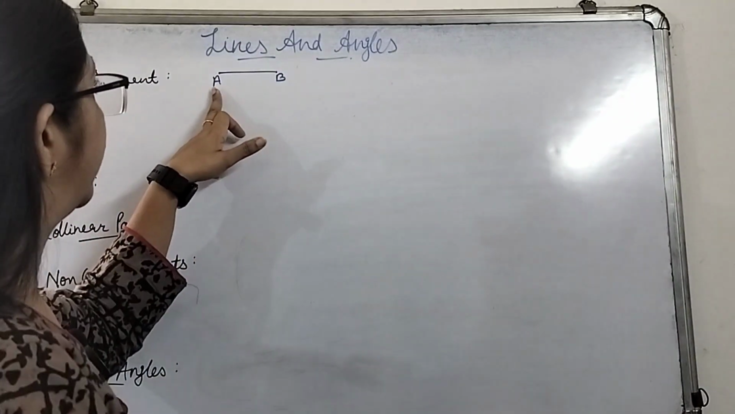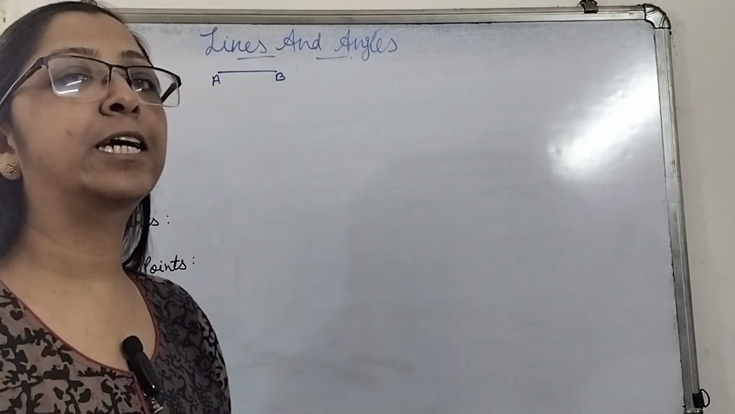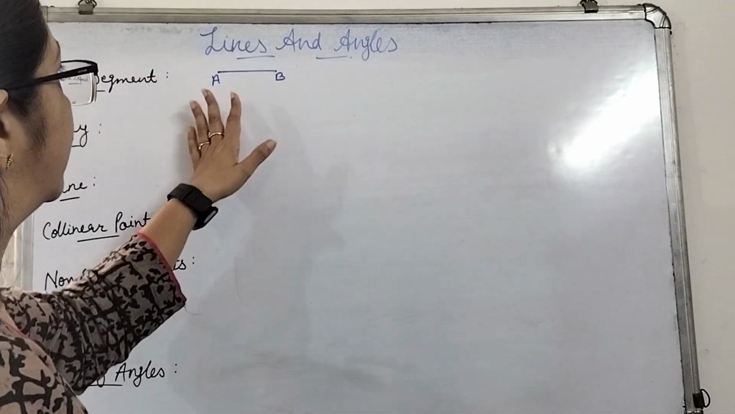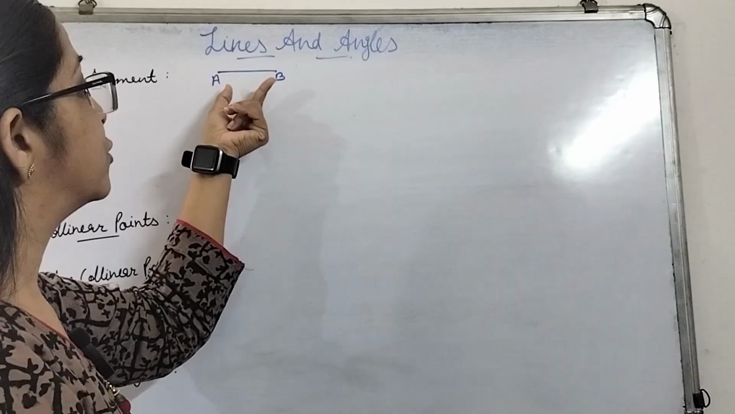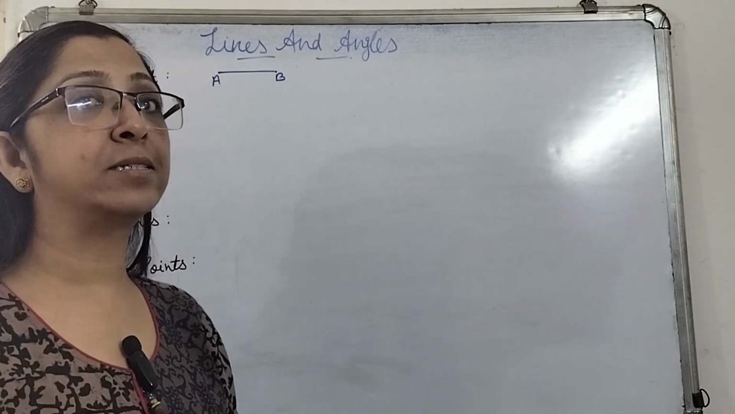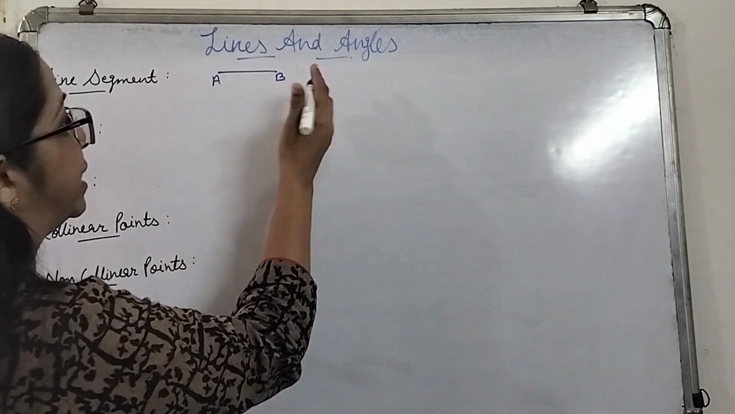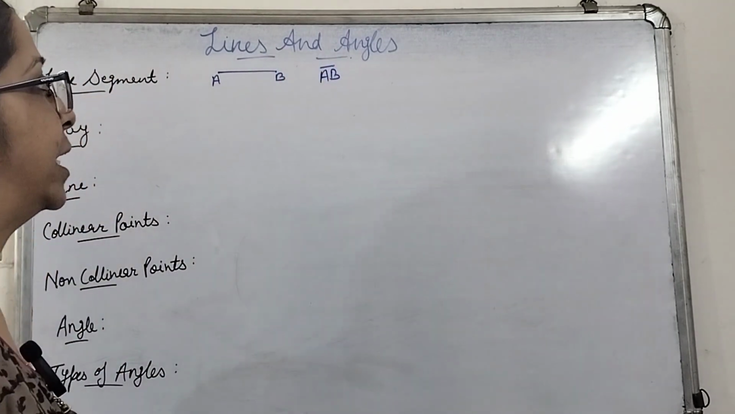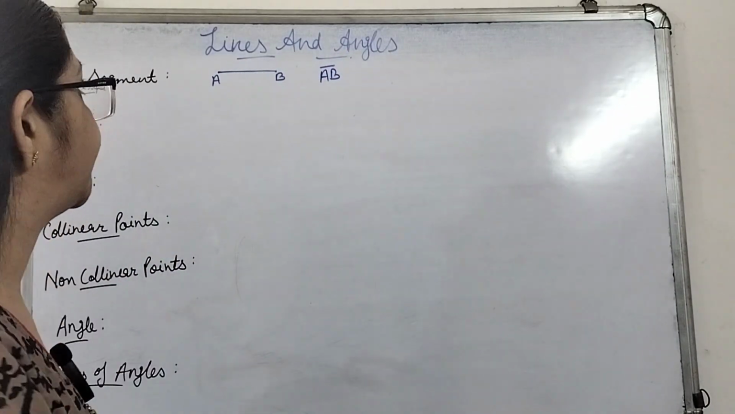That means if one of the points is A and another point is B, then this will be your line segment AB. We can measure the length of a line segment because it has a fixed length, starting from here, ending here. That's the reason we can measure the length of a line segment. The line segment AB will be denoted as AB, with a line over it. It has the starting point also, and the ending point also.